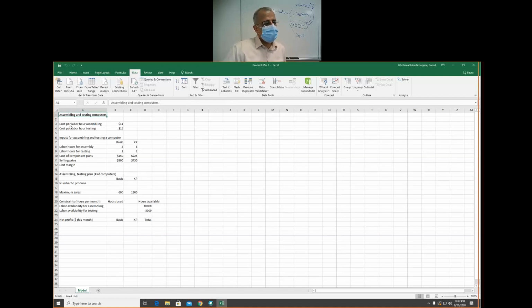Here in this sheet, you see the cost per labor hours of assembly. Labor has two elements, for testing and for assembly. The cost per labor hours of assembly is $11. Per labor hours testing is $15. Labor hours for assembly, 5, 6, and these are all the variables. Selling price is 300. Selling price is going to be the revenue. And we need to subtract all these costs from the revenue to get the profit.